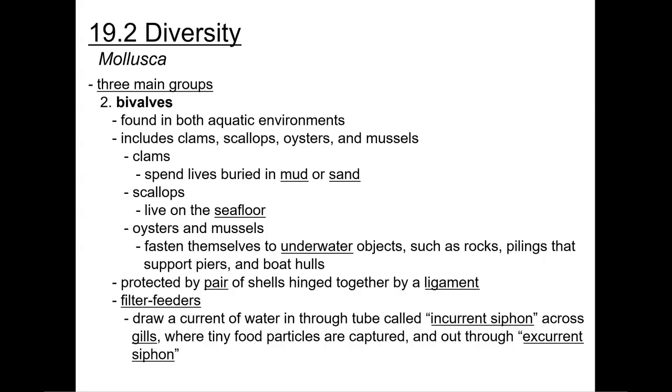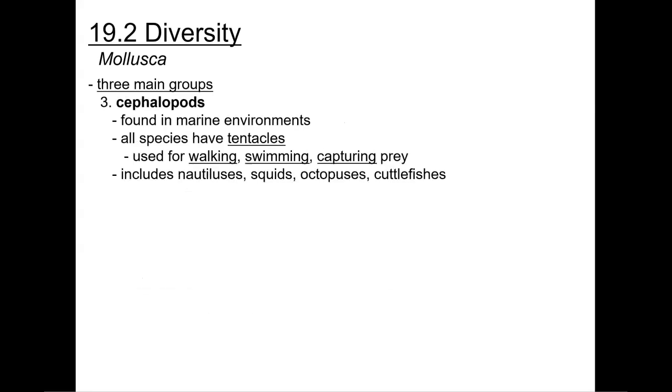They're protected by a pair of shells that are hinged together by a ligament. They are filter feeders, which means they draw a current of water in through a tube called an in-current siphon. They draw this across their gills, where the tiny food particles are captured. And then they send this water out through what's called an ex-current siphon after they capture all the food.